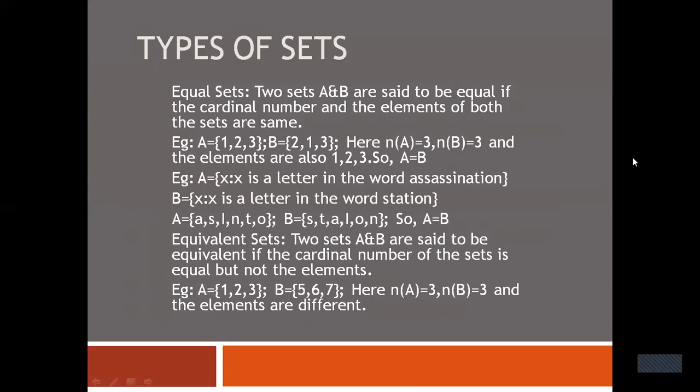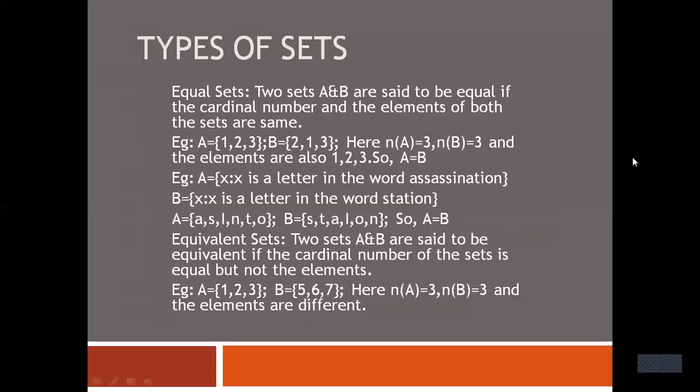Another example: A is equal to {x such that x is a letter in the word assassination}, and set B is equal to {x such that x is a letter in the word station}. Let us write both of these set builder forms in roster form. Set A is all the letters in the word assassination, leaving out the repeated letters: A, S, I, N, T, O. Set B is equal to S, T, A, I, O, N. Again, in both sets the number of elements is the same, as well as the elements. So A and B are equal sets.